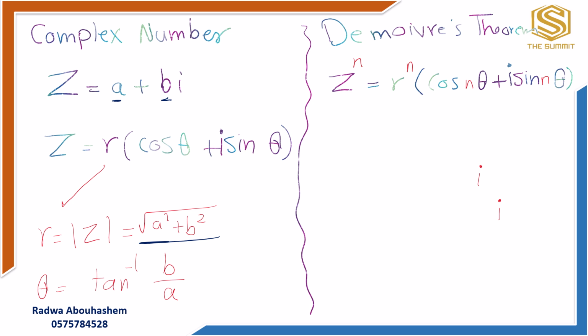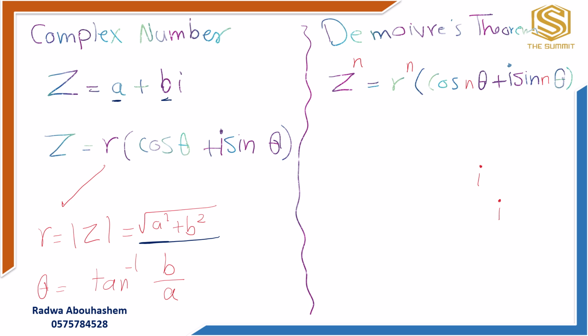To get the theta, I have to take the inverse of tan, so inverse of tan for b over a. I will just say x and y. It's the same as we did before. We also have something called De Moivre's theorem. De Moivre's theorem is just about when you have a complex number and you raise it to a power, and you need to get the answer for it in the polar form.